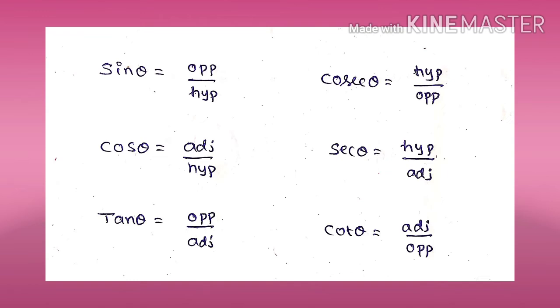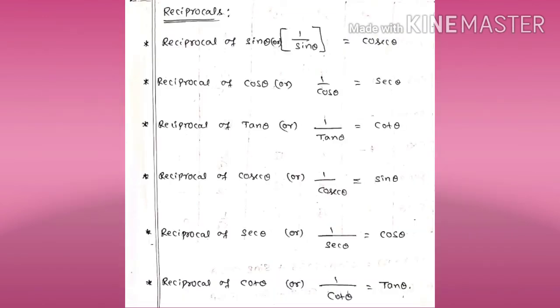I hope you learned. Well, the next slide. Now let's try to revise the reciprocals. Reciprocal of sin theta, I mean 1 by sin theta, is equal to cosecant theta. And reciprocal of cos theta, I mean 1 by cos theta, is equal to secant theta. And reciprocal of tan theta, I mean 1 by tan theta, is equal to cot theta. And the rest of the three are its reciprocals.